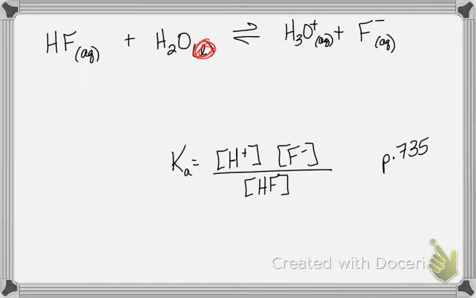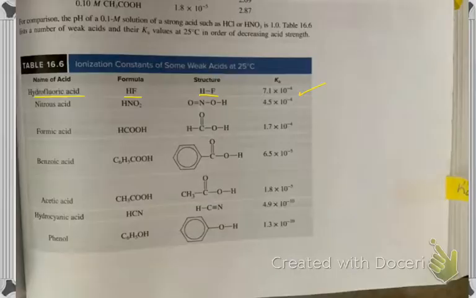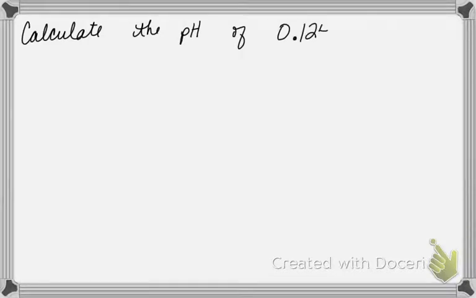Okay? So, let's work with... HF is actually one of the examples on the worksheet, so I'm going to pick a different one to show you how to work it. Let's calculate the pH of 0.124 molar nitrous acid. Okay?